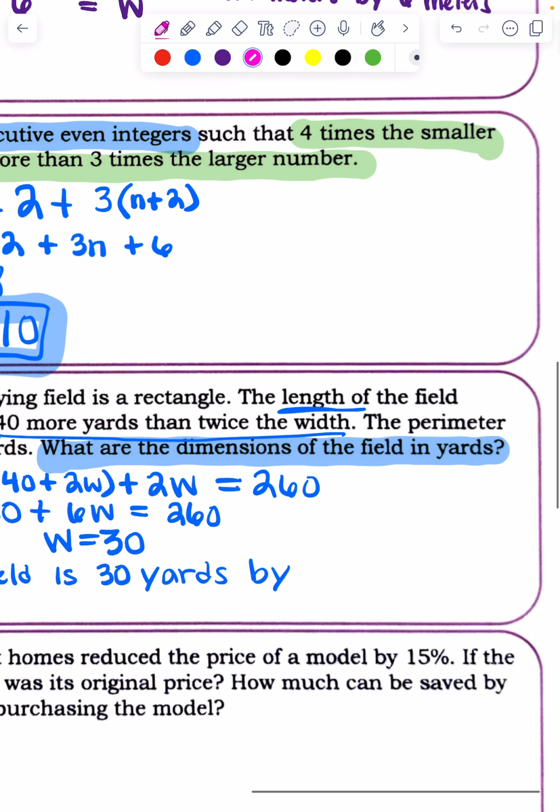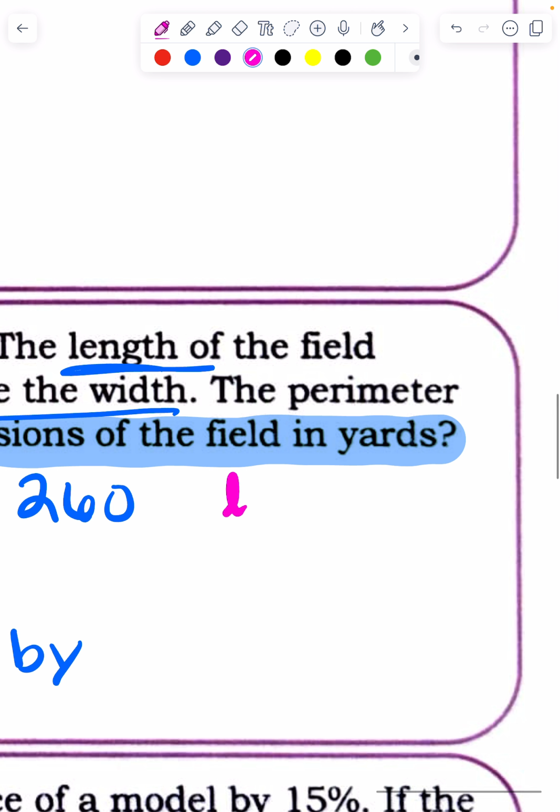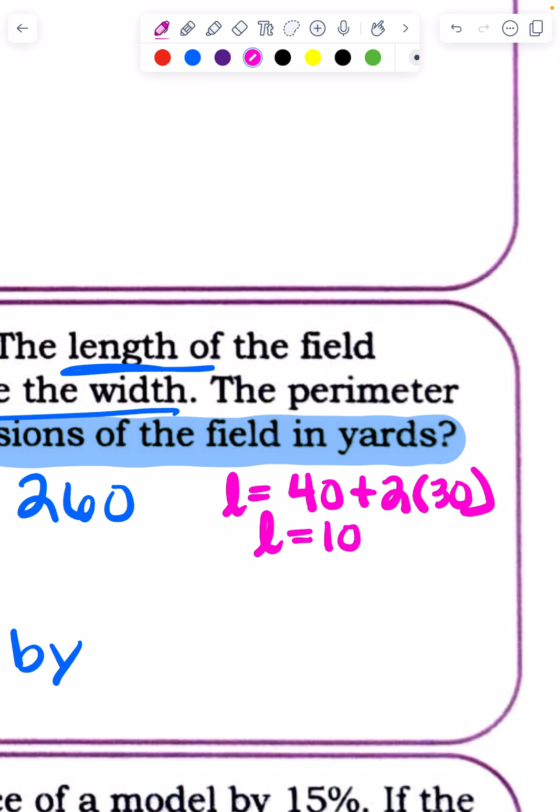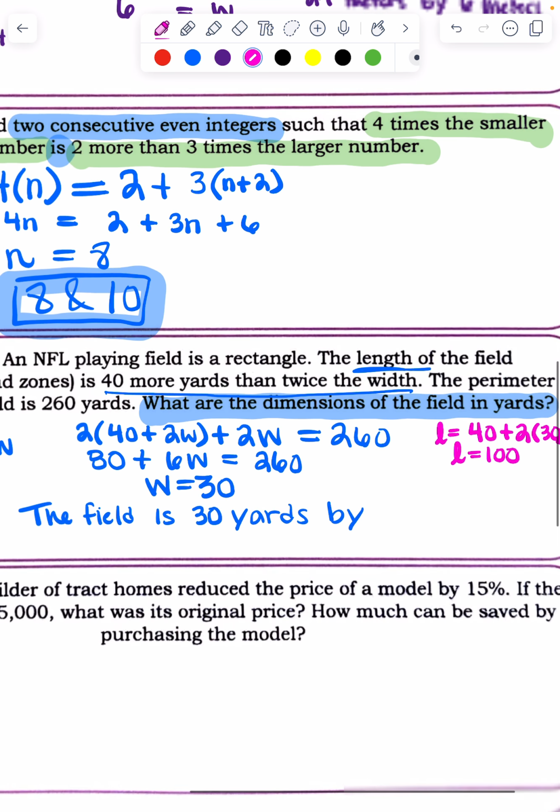Okay, I'm going to come over here. And so length equals 40 plus 2 times 30. So that's going to be 60, and then I have 60 plus 40, so my length equals 100. So I'm going to come back here. The field is 30 yards by 100 yards.